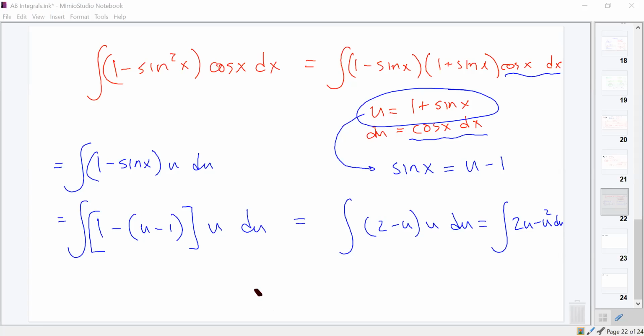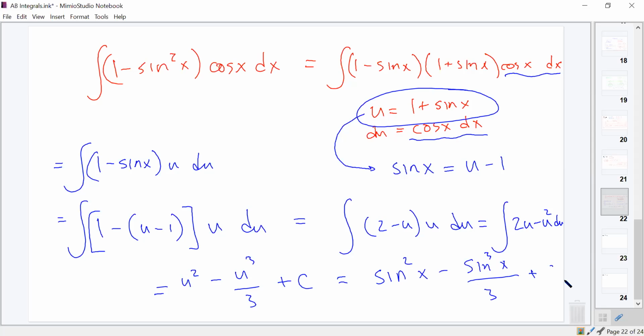Yep. Cool. Now obviously this is more complicated than what we did, but it's going to illustrate my point about constants and introduce what we're going to do tomorrow. So the integral of 2u minus u squared is just u squared minus u cubed over 3 plus a constant, which ends up being sine squared x minus sine cubed x over 3 plus a constant.